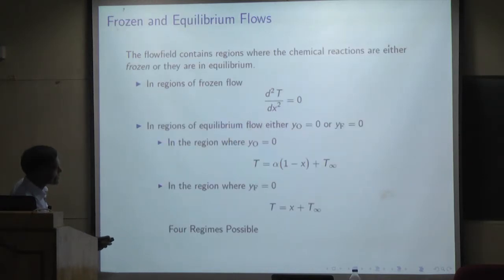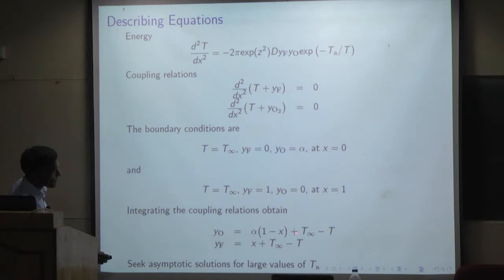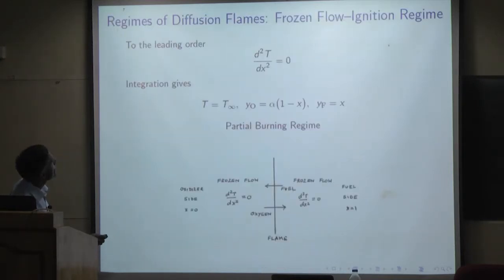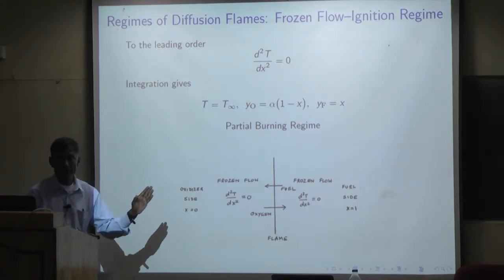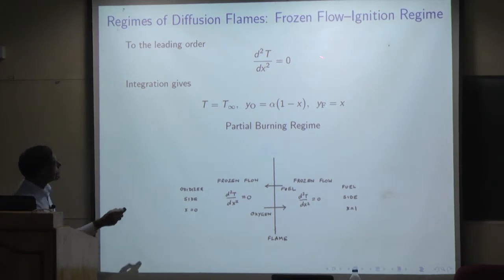So if you go back to these coupling relationships, you can see that if T equals T infinity, YO is given by this, and YF is given by that. So that's the frozen flow regime, that's the equation, to the leading order. Now it turns out that if one does a regular perturbation analysis of this regime, you can predict critical conditions of ignition. I'm not going to do that here, but if you want to predict ignition, one has to analyze this particular regime, the frozen flow regime.